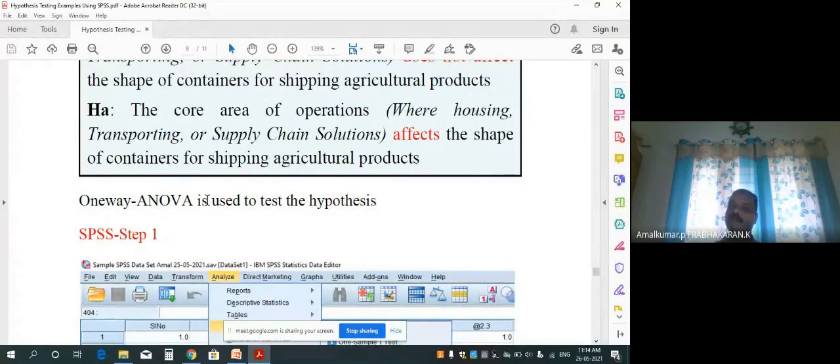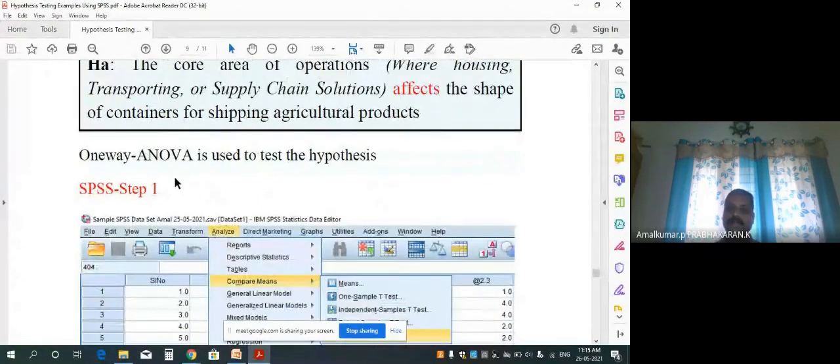Again, the one-way ANOVA is a parametric test. This parametric test is again used for comparative purposes. Here the researcher wants to compare the warehousing oriented companies, the transporting oriented companies, and the supply chain oriented companies. We want to compare the mean values, at least three mean values.